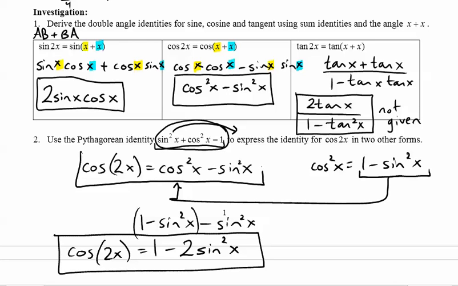Okay, so we have one formula that has cos squared minus sine squared. There's another formula that just has sine squared. Can you make a formula that only uses cos squared? Pause the video and try it.